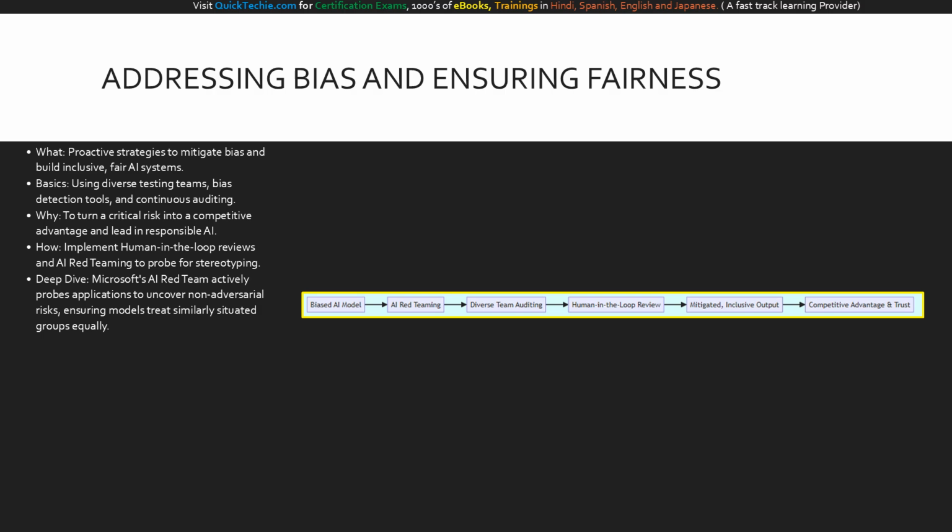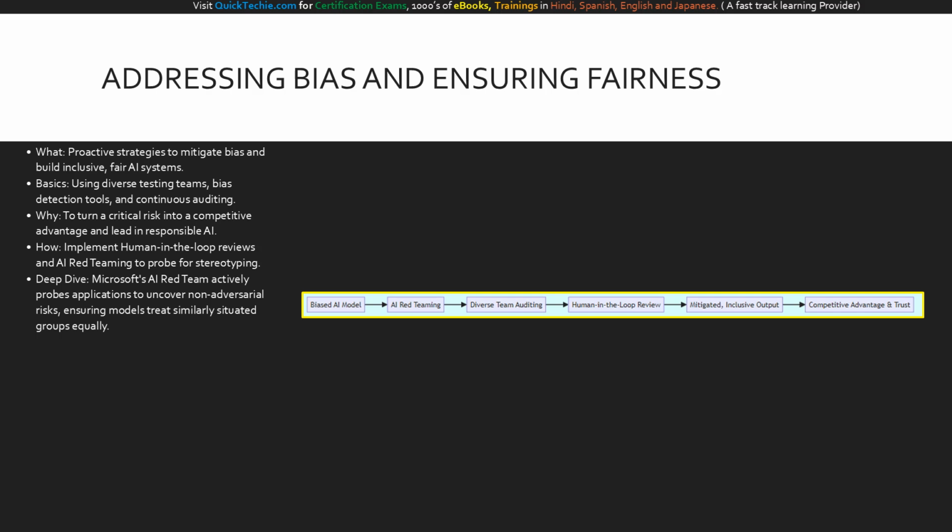How do we execute this? You must mandate human-in-the-loop reviews, ensuring that AI is treated as a co-pilot, not a final decision-maker, particularly when impacting human lives. Deep diving into advanced tactics, we employ AI red teaming. Unlike traditional security red teaming, AI red teams deliberately probe the model using adversarial prompts to uncover hidden stereotyping or exclusionary language before the product ever reaches the public. By aggressively testing for fairness, we ensure the system treats all demographic groups equitably.